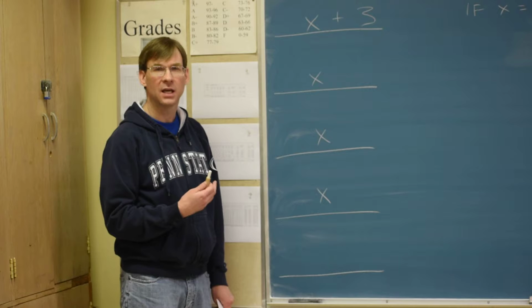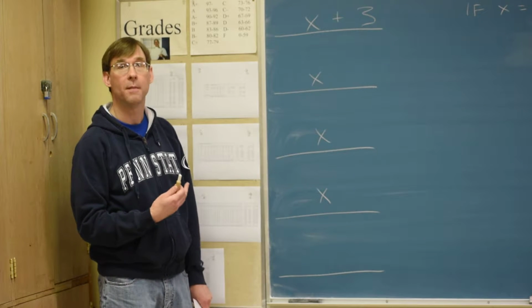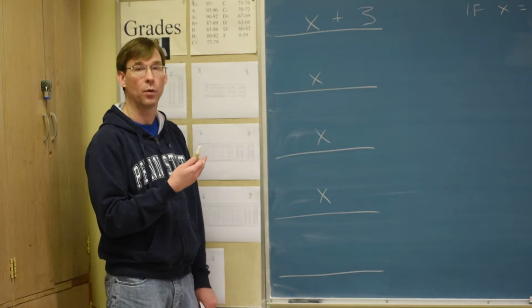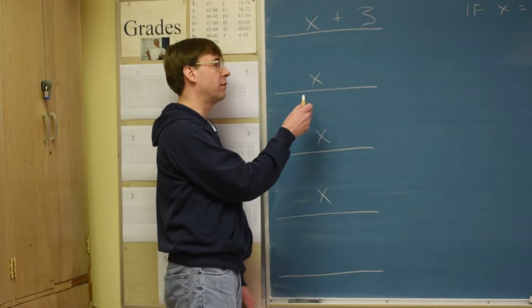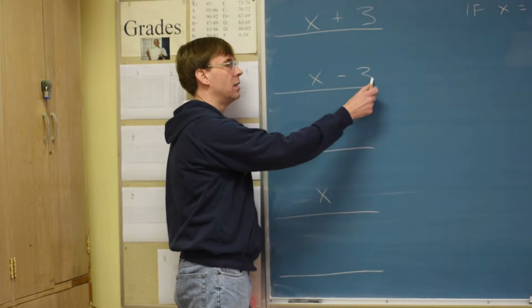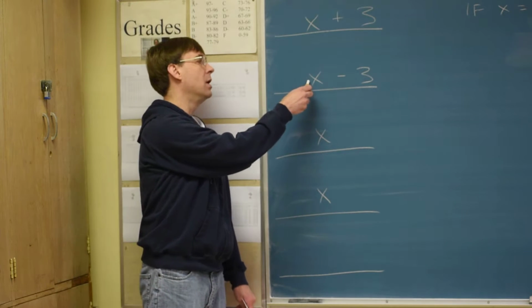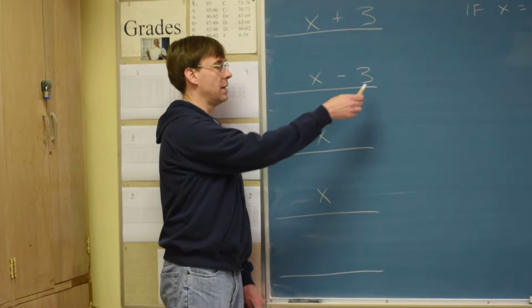But for subtracting, we have to be careful because the order matters when we subtract. So whatever I said first there with the word difference goes first. So the difference of a number and 3 would be x minus 3. Or I could say a number decreased by 3.